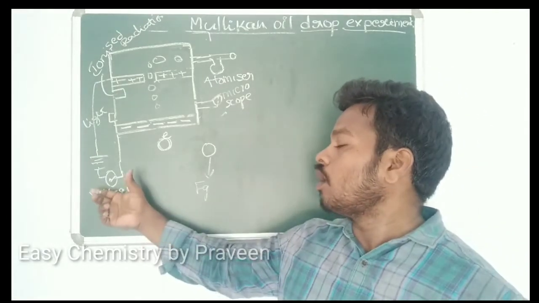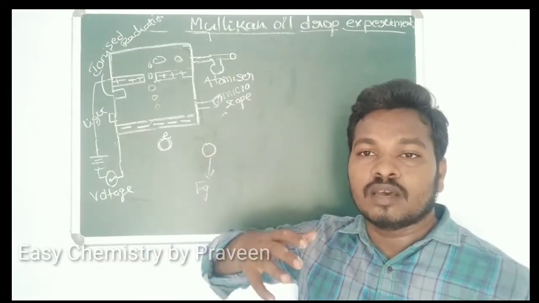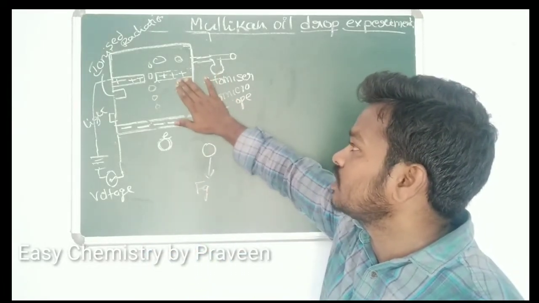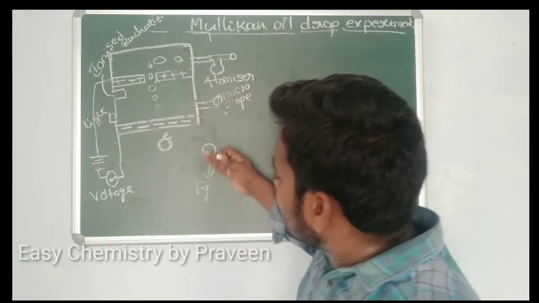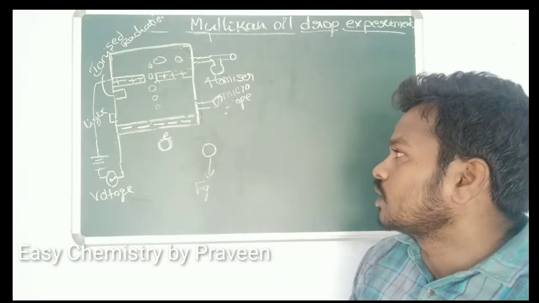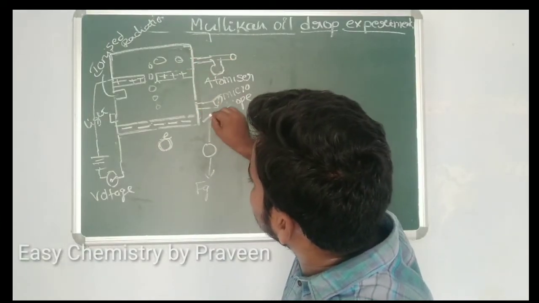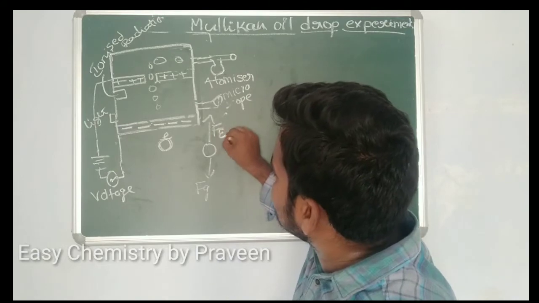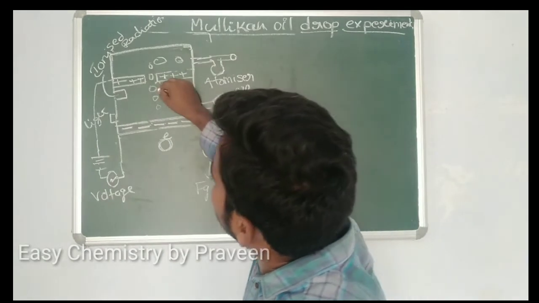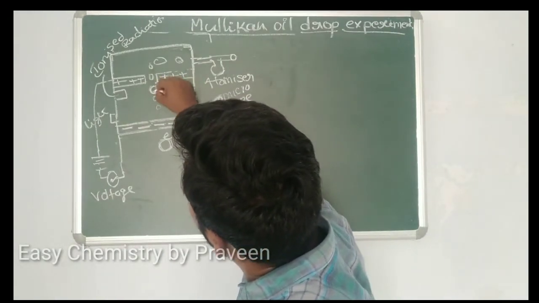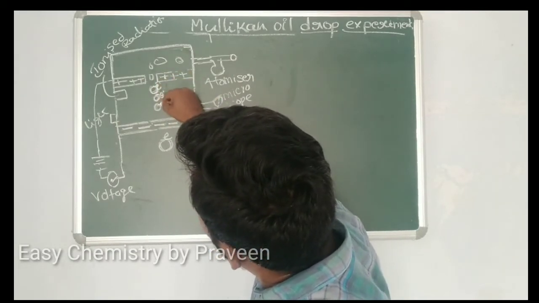When he switches on the voltage, what happened? An electric field is established between the two plates, with a positive plate and a negative plate. A downward force of gravity is acting, and an upward force is also acting, which is the force of electricity. The oil droplets gained negative charge, carrying the electrons of the air due to the ionizer.